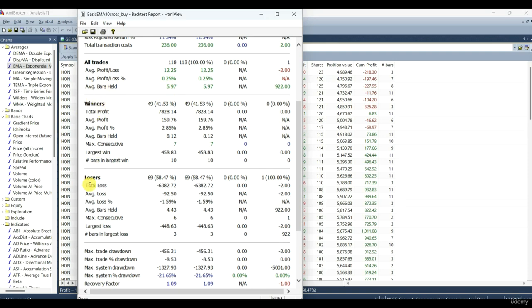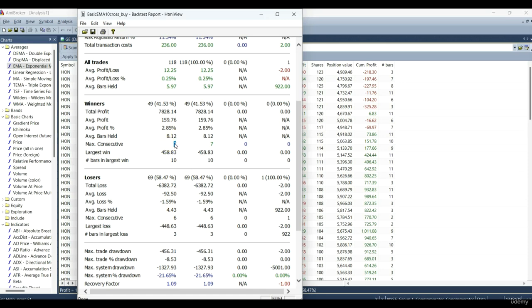And now comparing winners to losers. Winning trades, losing trades. These winners made a total profit of 7,800 and the losers lost 6,300 something. So the difference is the net profit. Average profit of a winner was this. Average loss of a loser was this. In percents, average bars held. So we can tell that the winners last longer. When there is a losing trade, it usually sinks into loss faster, and the profits are built slowly.